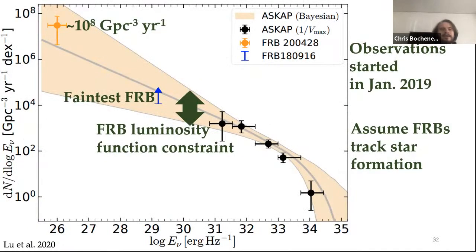So another important part of the story is the rate of these types of events. And because we know our on-sky performance and how much of the sky we're looking at, we can estimate an all-sky rate, and assuming that FRBs track star formation, turn that into a volumetric rate. And we find that there's about 10^8 per cubic gigaparsec per year of these 1935+2154-like events. And this is consistent with the extrapolation of what we know about the FRB luminosity function from the ASKAP fly's eye sample. So the rate here matches the extragalactic FRBs.